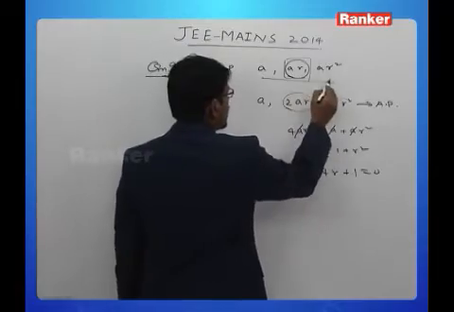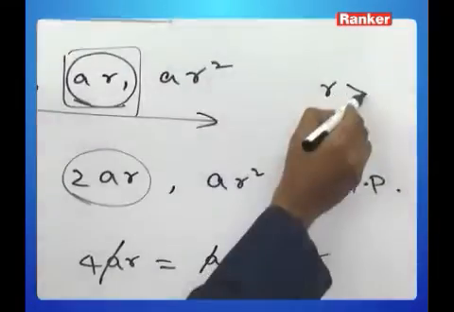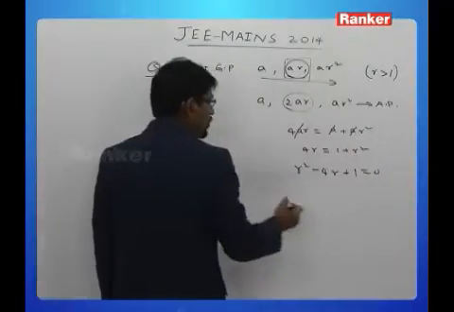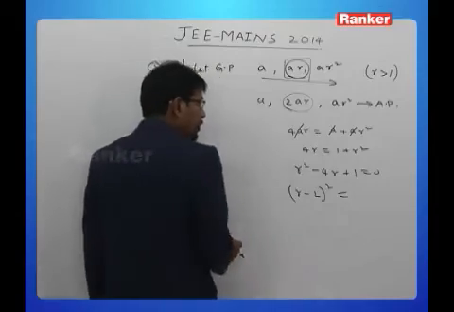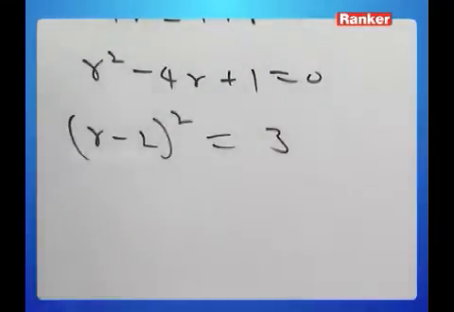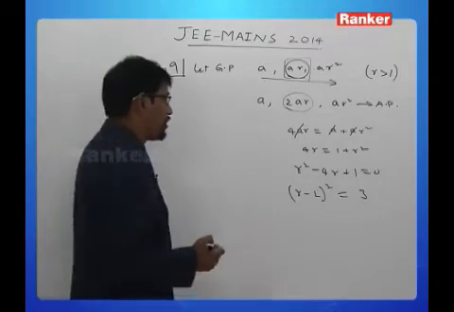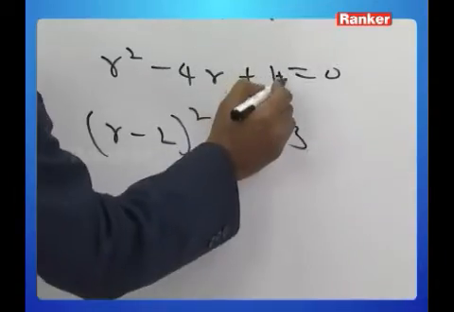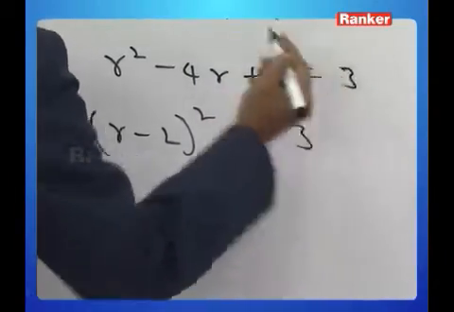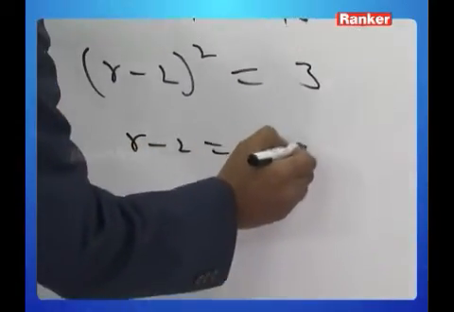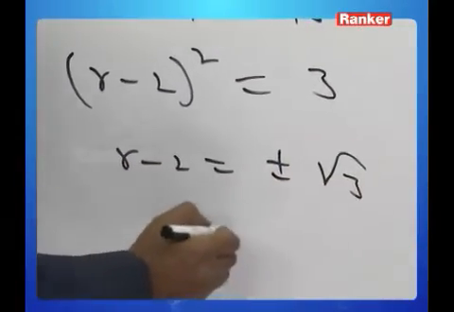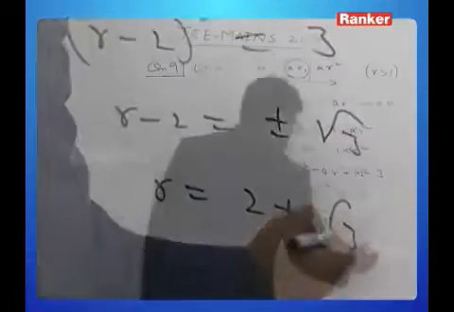And what does this say? This is an increasing GP, therefore R must be greater than 1. Solve for this. R minus 2 whole square. We'll add a 3 both sides. R minus 2 whole square equals 3. So R minus 2 is equal to plus or minus root 3. So R is equal to 2 plus or minus root 3.